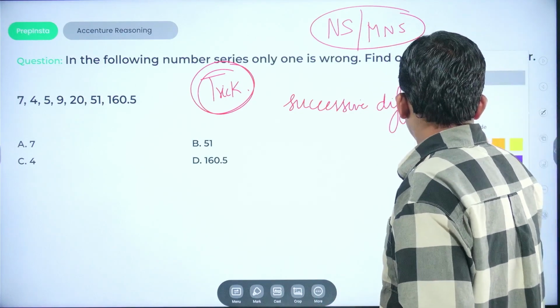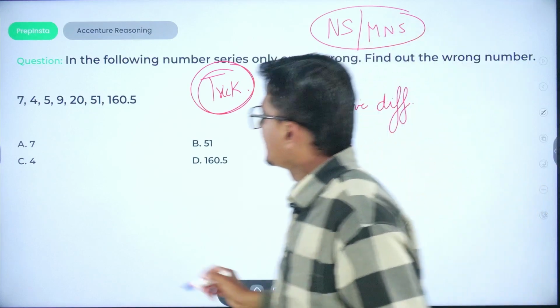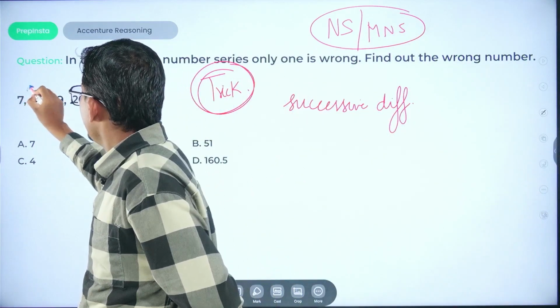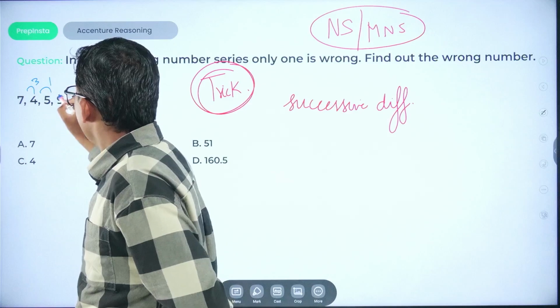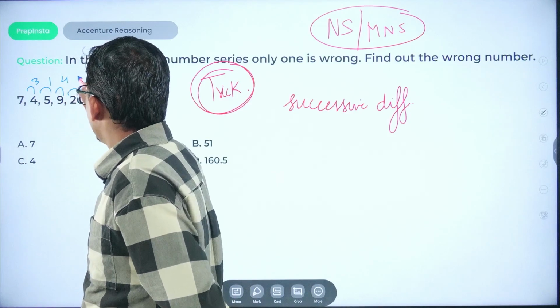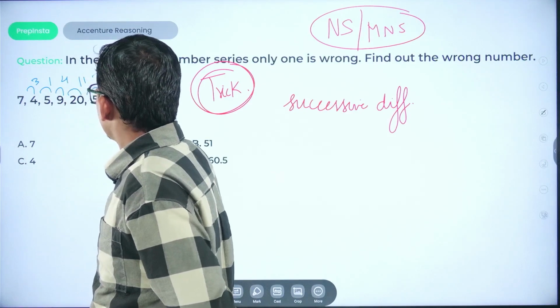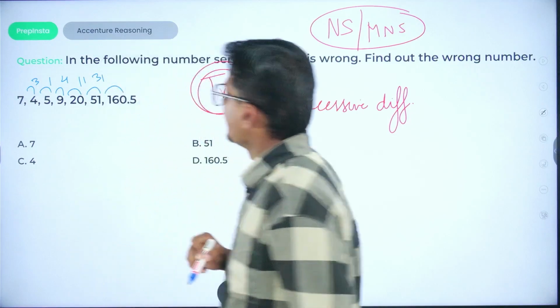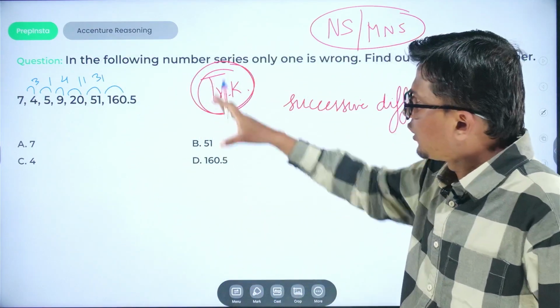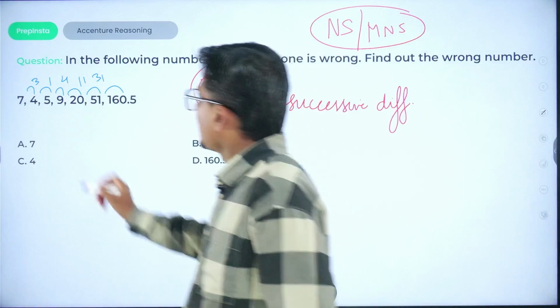So if I take the differences from the number, it would be 3 from here, then 1 from here, 4 from here, 11 from here, then 31 from here. Okay, but is there any logic between the numbers?